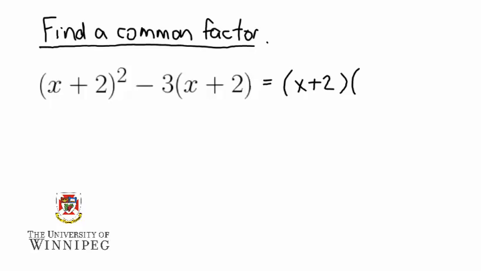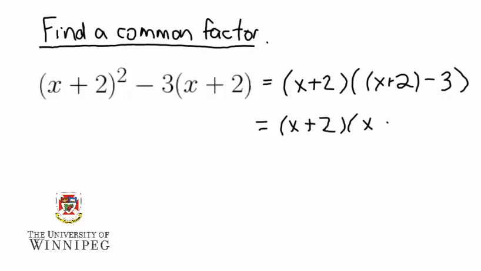So if we pull out this common factor of x plus 2, we might ask ourselves, what is x plus 2 squared divided by x plus 2? And what's remaining after we do that division is x plus 2. And then next we could move over and do the division 3 times x plus 2 divided by x plus 2, and ask ourselves what's left over after we do that division, and that is simply the 3. And we could simplify our second bracket a little bit to get x plus 2 times x minus 1.